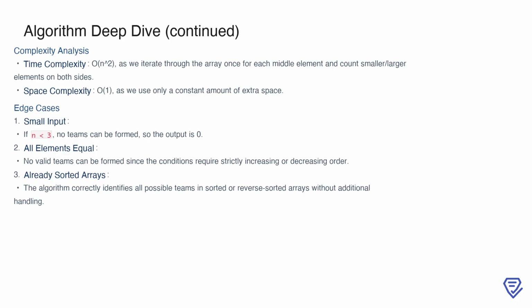It's important to consider edge cases to ensure the algorithm handles all situations correctly. For example, if the input array has fewer than 3 elements, no teams can be formed, so the output should be 0. Similarly, if all elements in the array are equal, it is impossible to form valid teams because the conditions require strict inequality. For sorted or reverse-sorted arrays, the algorithm correctly identifies all possible teams without any special handling, as the counts are computed dynamically for each middle element.